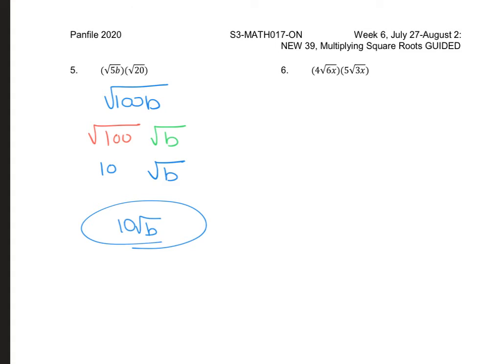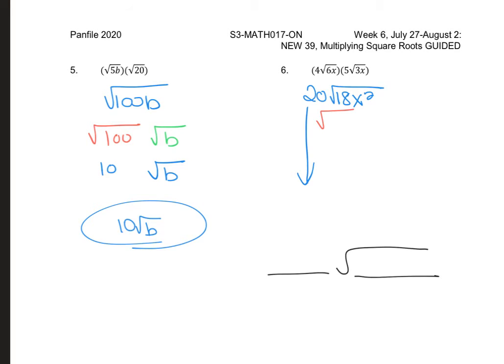All right, number 6. Putting it together, I get 20 root 18x squared, because 6 times 3 is 18. X times x is x squared. So the 20, I'm just going to draw an arrow because I have to remember it, but then I don't want to use it yet. Or what you can do, again, if you're building that template for yourself, the 20 comes down and out immediately, right? So now the 18 is there. The x squared is there.